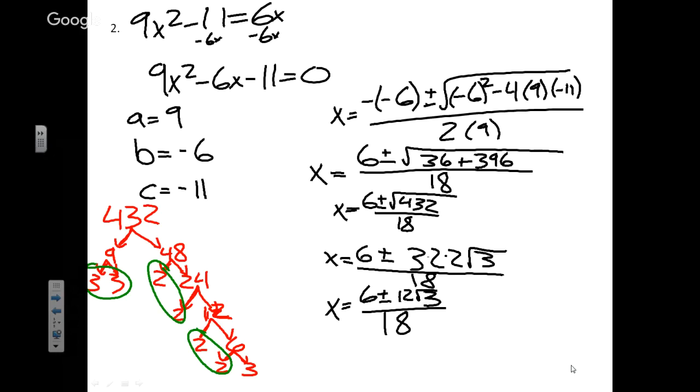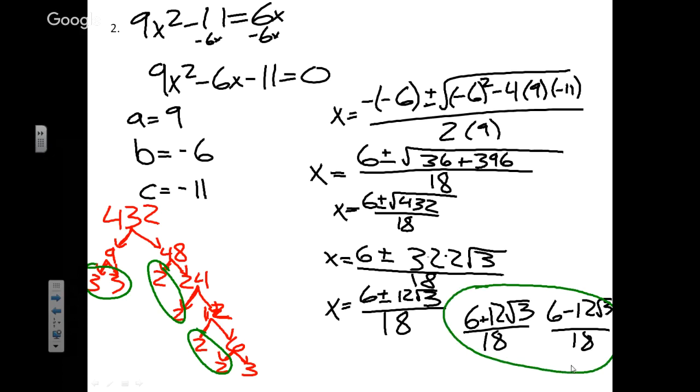So then we just got to break that down a little bit more because it can just go into 6 plus 12 times the square root of 3 divided by 18 and 6 minus 12 times the square root of 3 divided by 18. So then you just have our two solutions right there. Can we simplify those anymore? A couple people said yes, a couple people said no. How can we simplify those a little more?